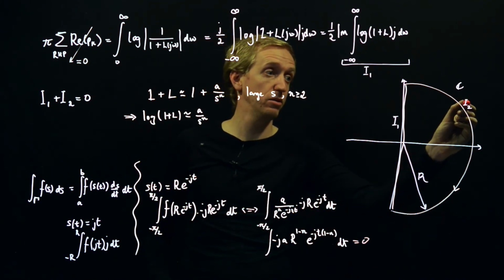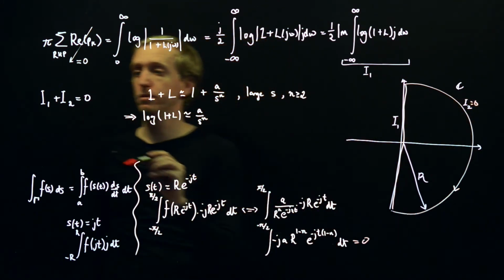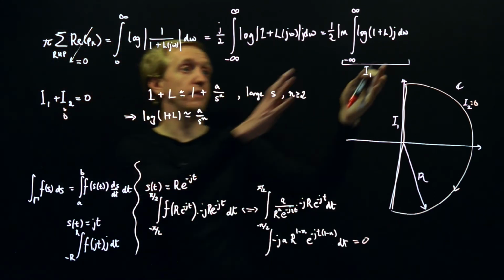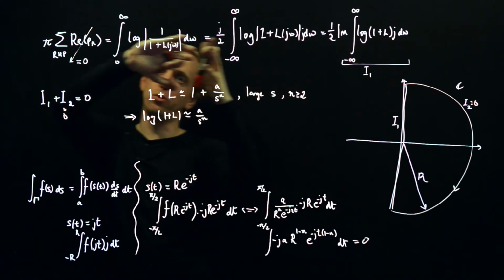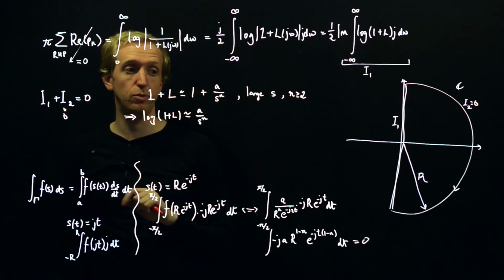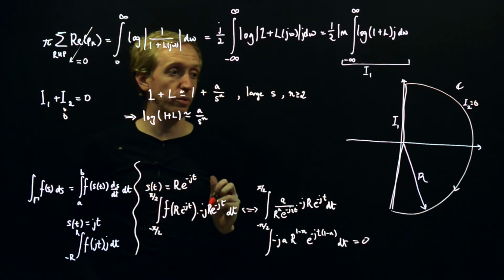That means that I2 is equal to 0. If I2 is equal to 0, that means I1 is equal to 0. If I1 is equal to 0, then following all the way back here, we get that the Bode sensitivity integral is equal to 0, which was what we wanted to show.